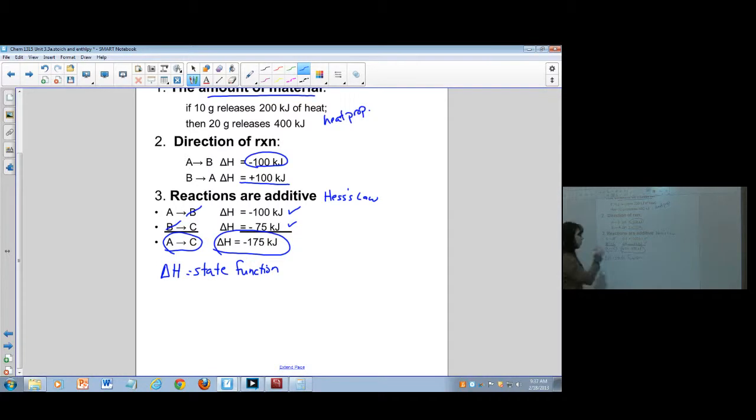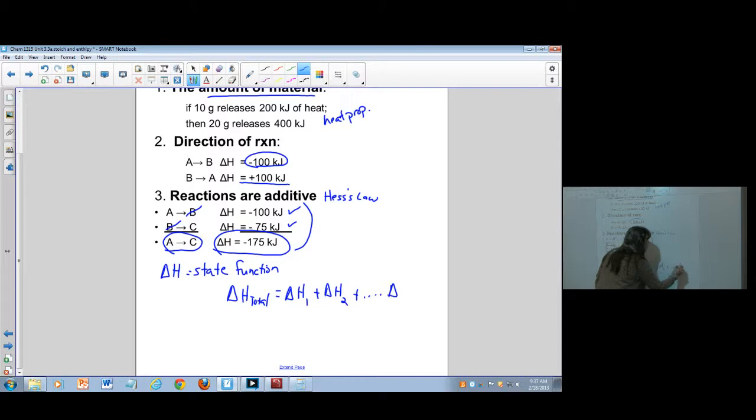So in that case, it's okay to just add up things that you know, because the delta H, the enthalpy for your total value, will be equal to the delta H of reaction 1 plus the delta H of reaction 2 plus however many you have. So you just add them up, and however much that energy was, you're going to get the total heat energy that is going on in the reaction of interest.